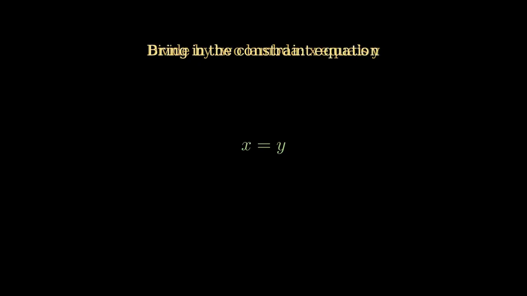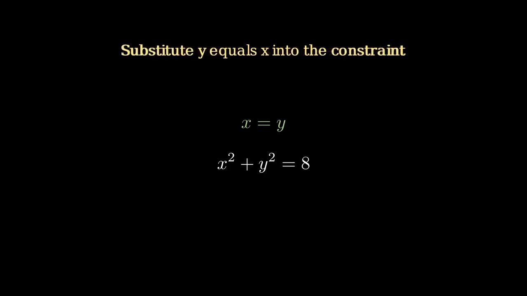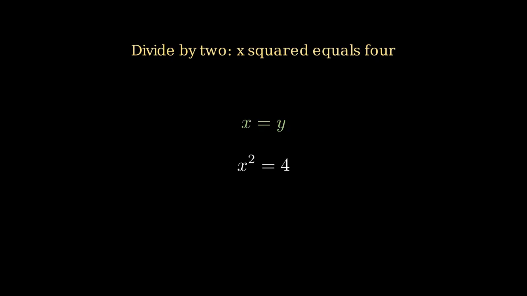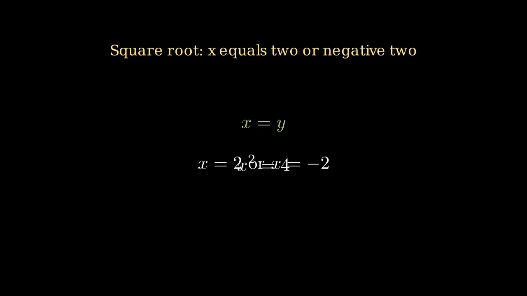Now we bring in the constraint equation x squared plus y squared equals 8. Substituting y equals x into the constraint gives x squared plus x squared equals 8. That simplifies to 2x squared equals 8. Dividing both sides by 2, we get x squared equals 4. Taking the square root of both sides, x equals 2 or x equals negative 2.